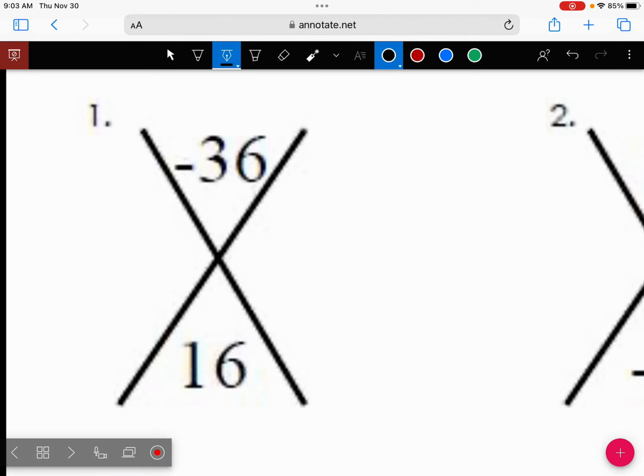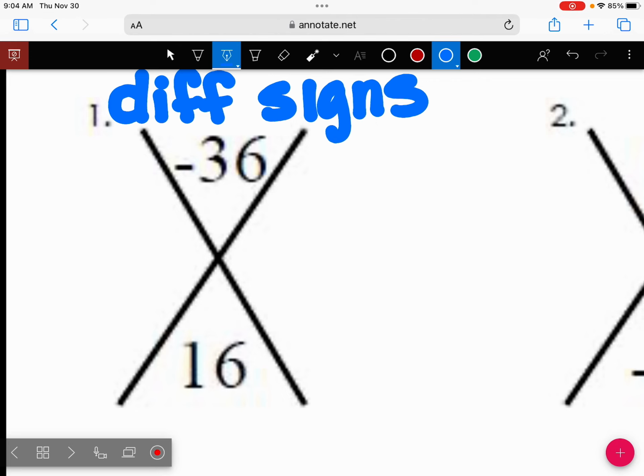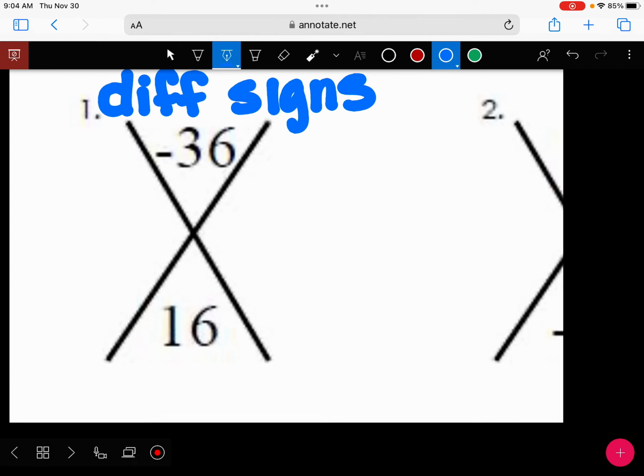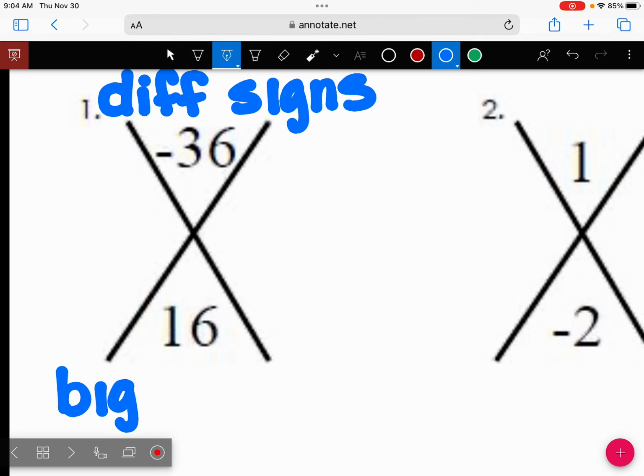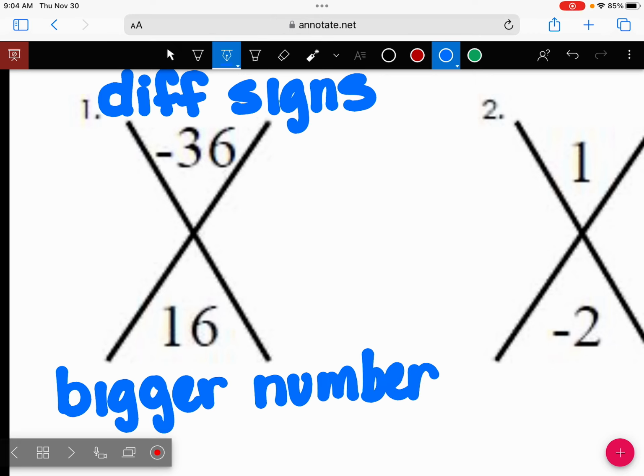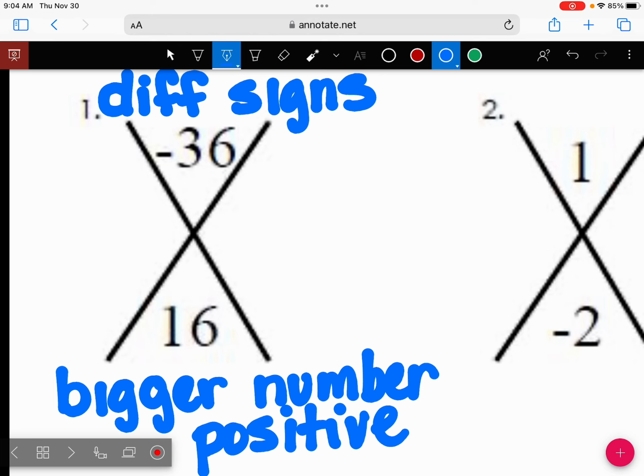Okay, so if the number on the top is negative, then that tells me I'm looking for two numbers that have different signs. And because the bottom number is positive, I know that the bigger number is positive. So I want you to look at your pink sheet and find where 36 is.